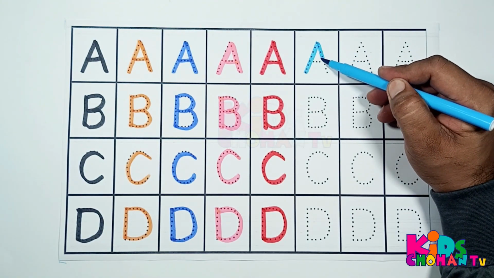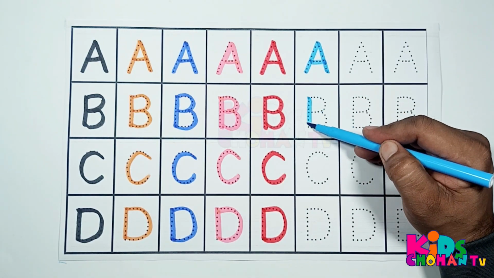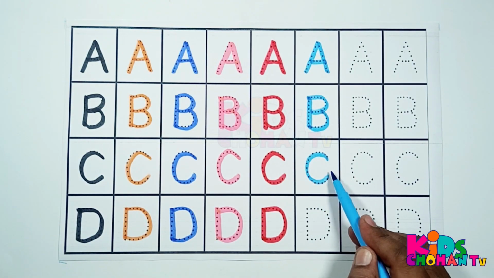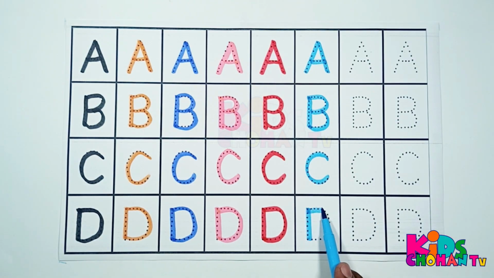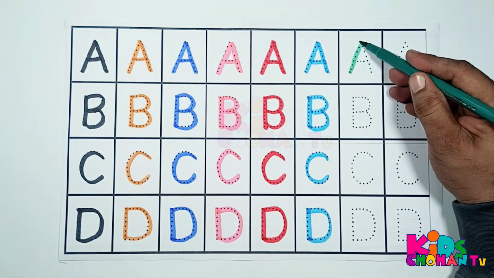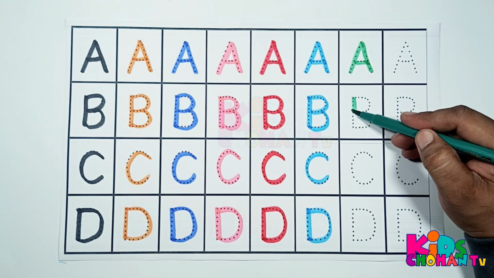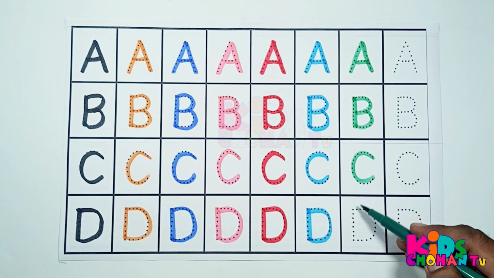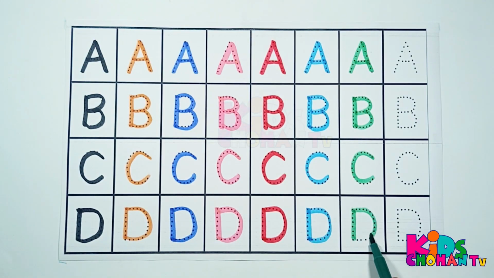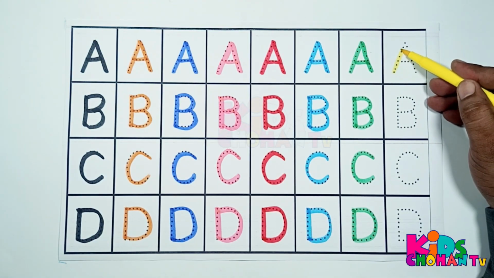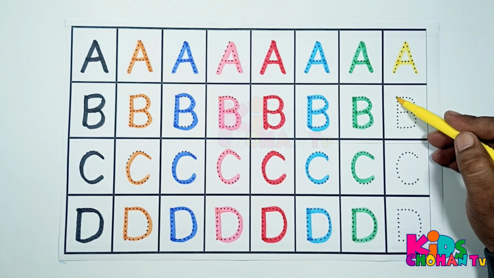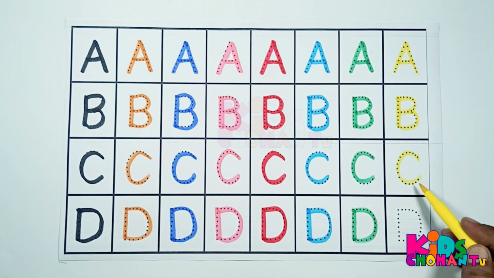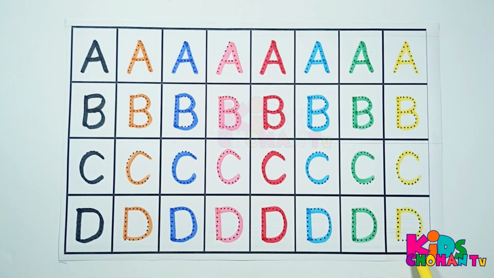Now kids, we are tracing letter A. This is letter B. This is letter C. This is letter D. Now kids, we are tracing letter A. Letter B. This is letter C. Kids, this is letter D. Now kids, we are tracing A. B. C. This is letter D.